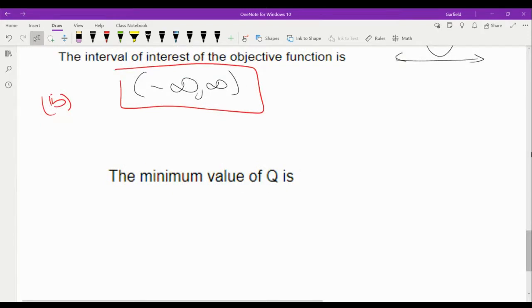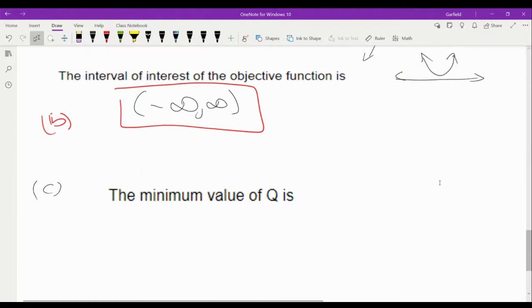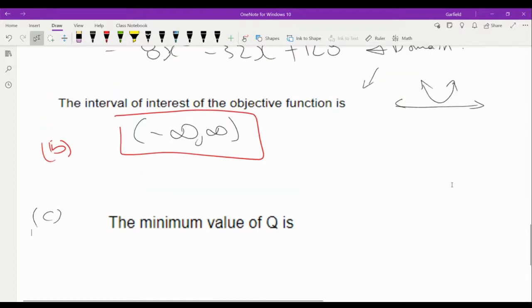All right, so here's part C. This is where the calculus comes into play. Find the minimum value of Q. How do we find minimum and maximum? Well, anyone? You're going to find the critical numbers and then plug it back into the original equation.